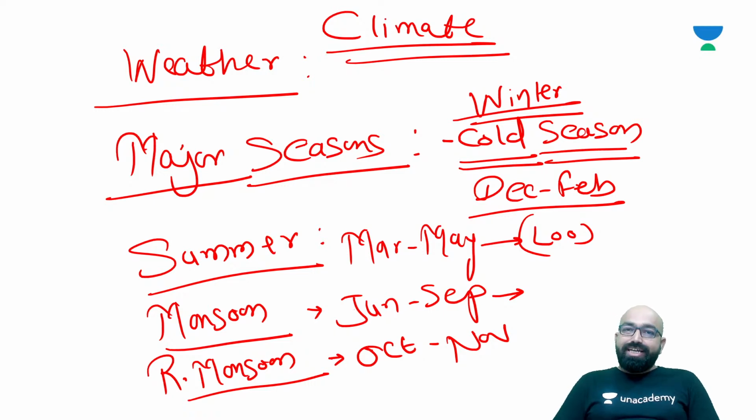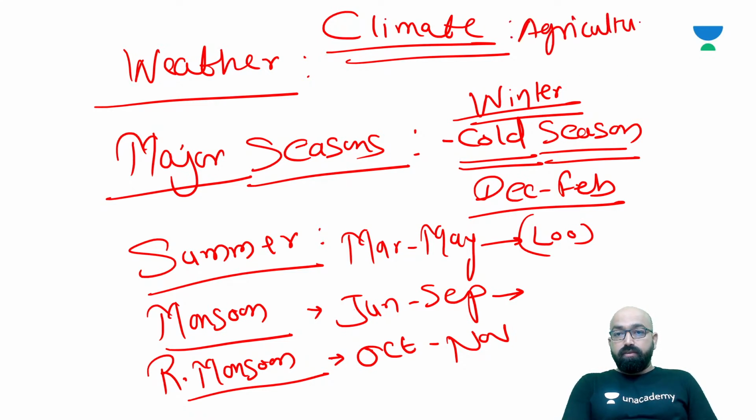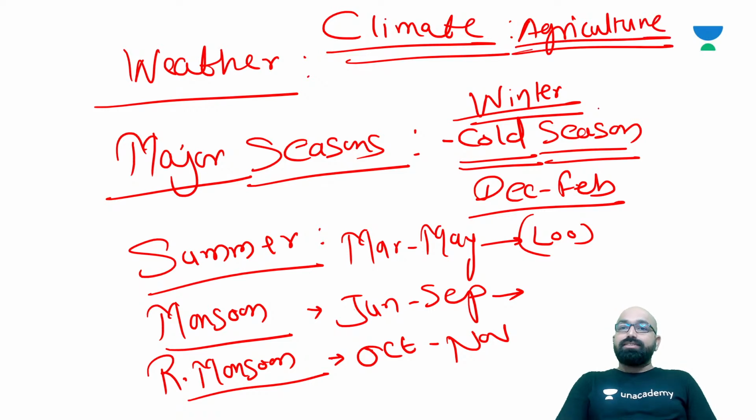Now, friends, due to India's location in the tropical region, most of the rain is brought by monsoon winds. So agriculture in India is dependent on rains. So a good monsoon means adequate rain and a beautiful crop.